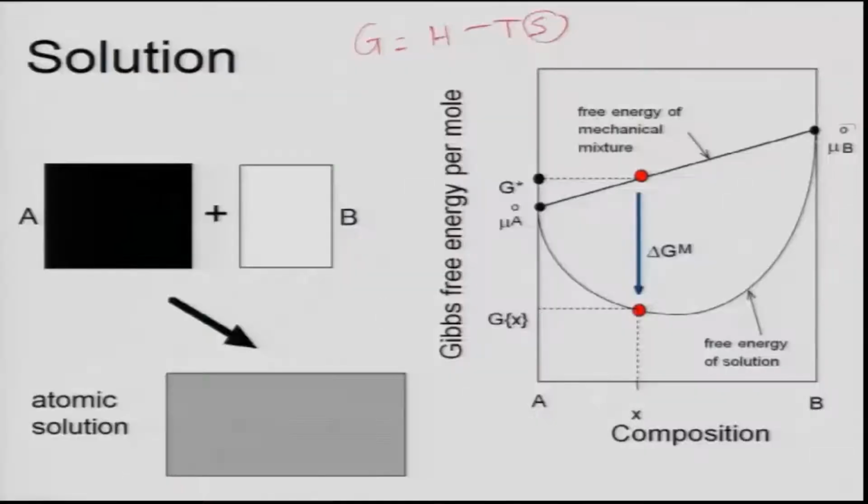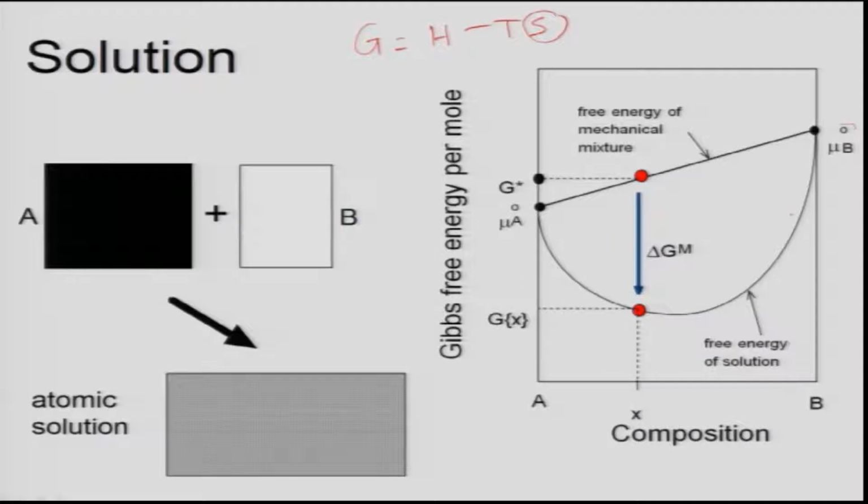Now, as you clearly see, this is like an inverted parabola. It starts from pure A, ends at pure B. At these 2 points, both the mechanical mixture and the free energy of this solution are the same. At these 2 points the values match, but they deviate slowly as you increase the concentrations, reaching a maximum value, or you can say minimum value, depends on what the sign is, and then it again shoots up, but it is basically an inverted parabola.